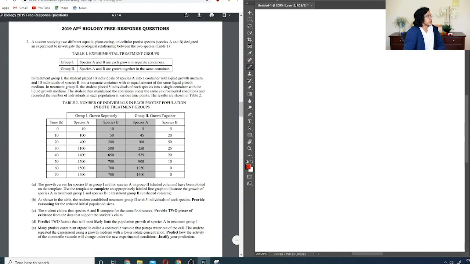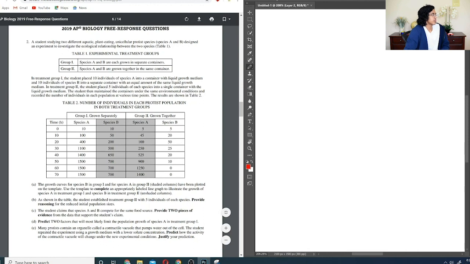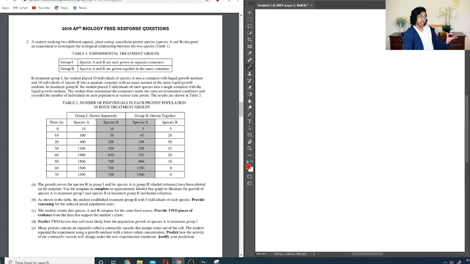Ooh, very nice growth curves. Okay, anyways. A student studying two different aquatic plant-eating unicellular protist species, A and B, designed an experiment to investigate the ecological relationship. Okay, so group 1, they're grown separately, group 2, they're grown together. So the student placed 10 individuals of species A into a container. Alright, so when they're separately grown, species B grows pretty slowly, and species A grows about twice as fast, basically. But then once they're put together, species A still grows as fast, but species B dies out.